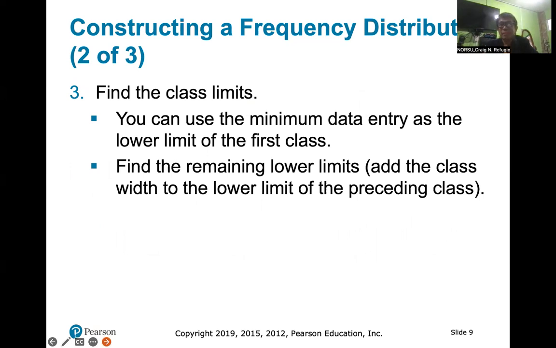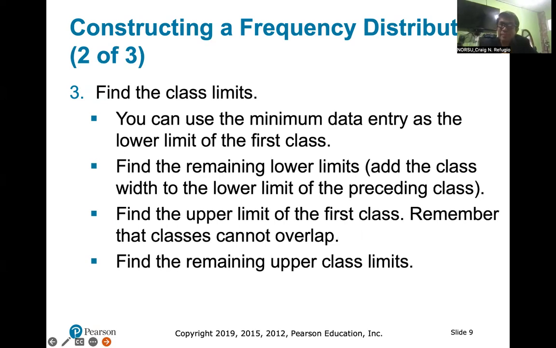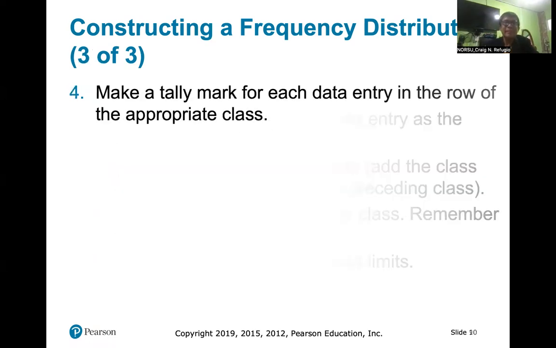Then find the remaining lower limits: add the class width to the lower limit of the preceding class. Take note that in the previous slide, I mentioned already about class width. Find the upper limit of the first class. Remember that classes cannot overlap, so there is no overlapping between classes. Find the remaining upper class limits.